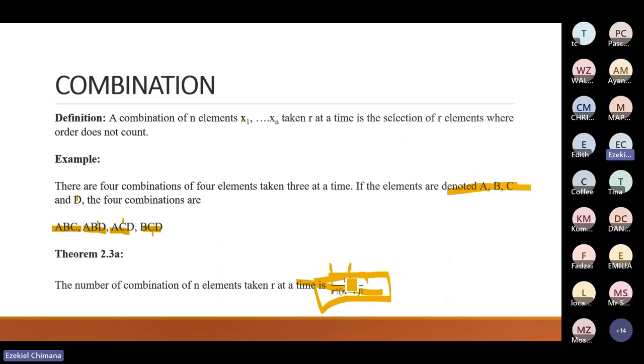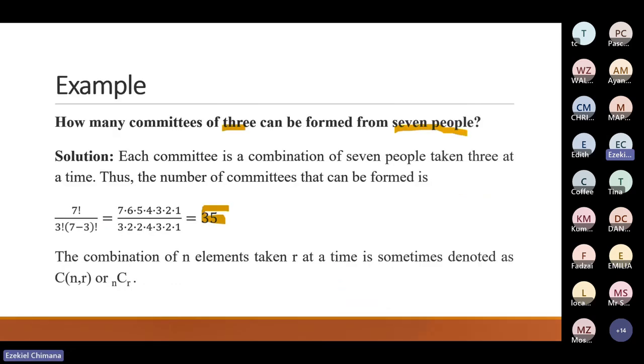So 7 on N, and on R, what do you put there? You put your 3, just like that. So you just solve this one. You see that you can cancel this whole thing and this whole thing, and then you're left with 7 times 6 times 5 divided by 3 times 2 times 2. And you get your 35 there.